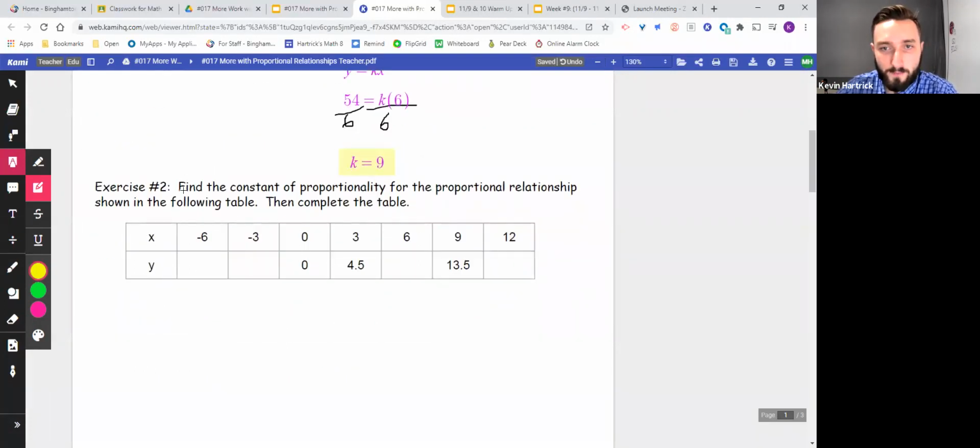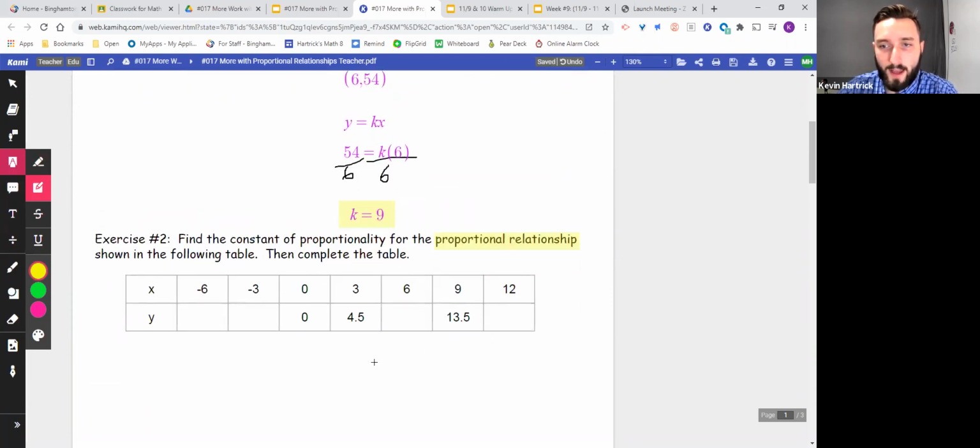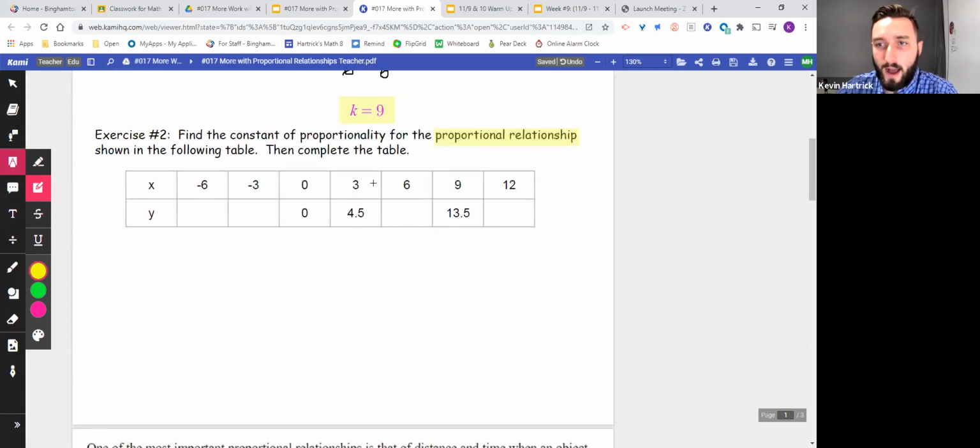So exercise 2 says, find the constant of proportionality for the proportional relationship shown in the following table, then complete the table. Again, they're telling us it's a proportional relationship. That means we can use this equation here. So I have 2 points here. I have a point here and a point here. It doesn't matter which one I choose because the constant of proportionality should be the same throughout. So I can choose either one. I'll choose this one because it's smaller numbers. Again, really doesn't matter. So y equals kx is going to be our equation because it's a proportional relationship.